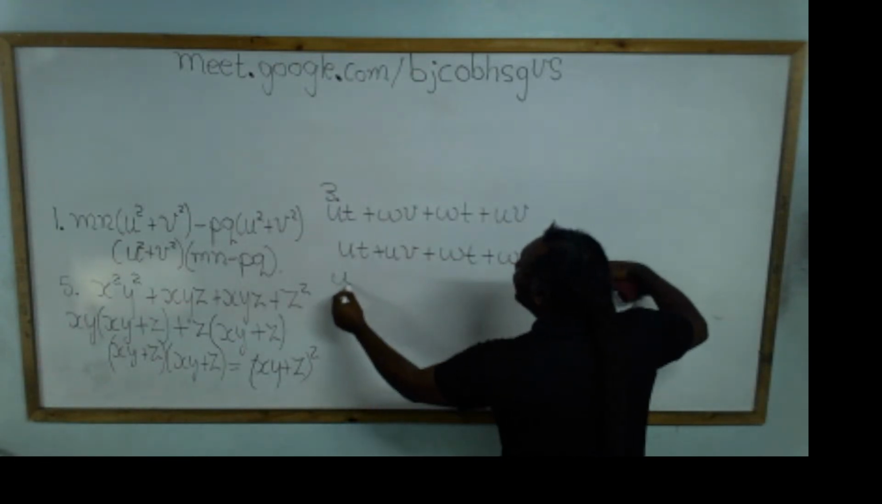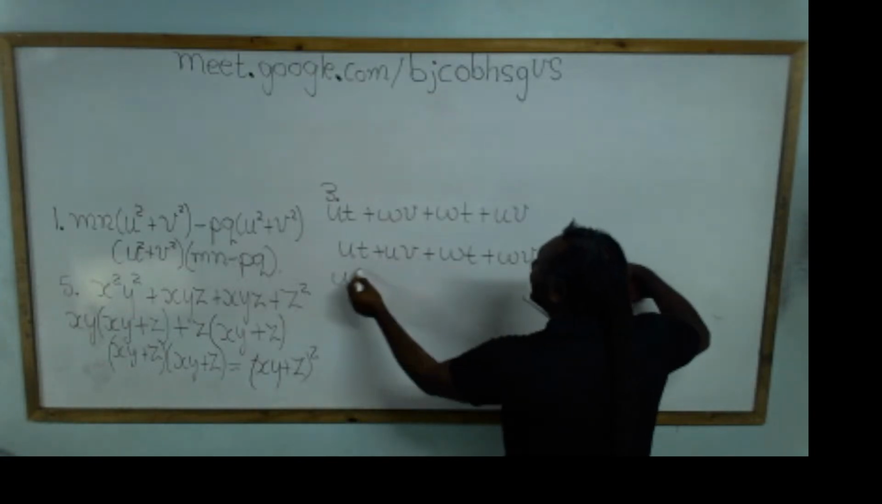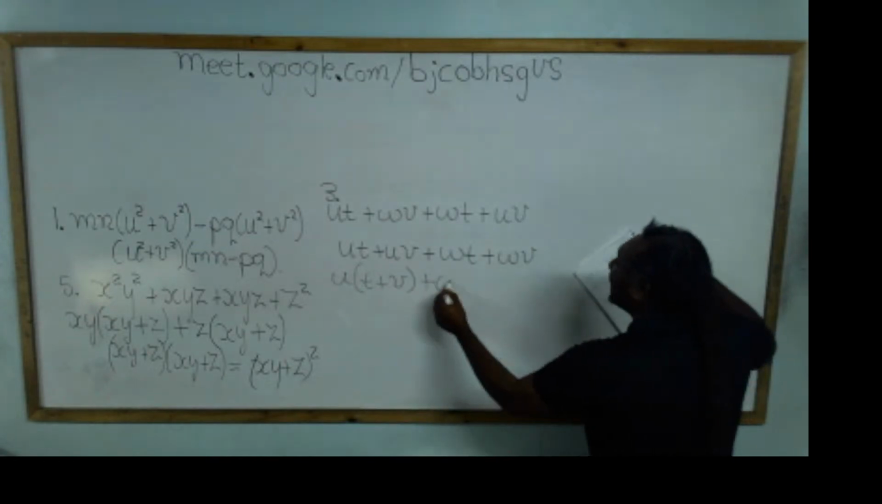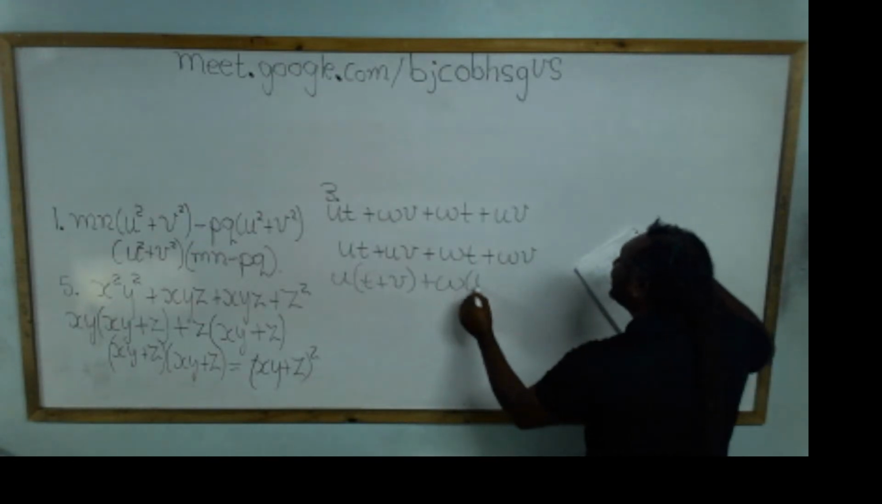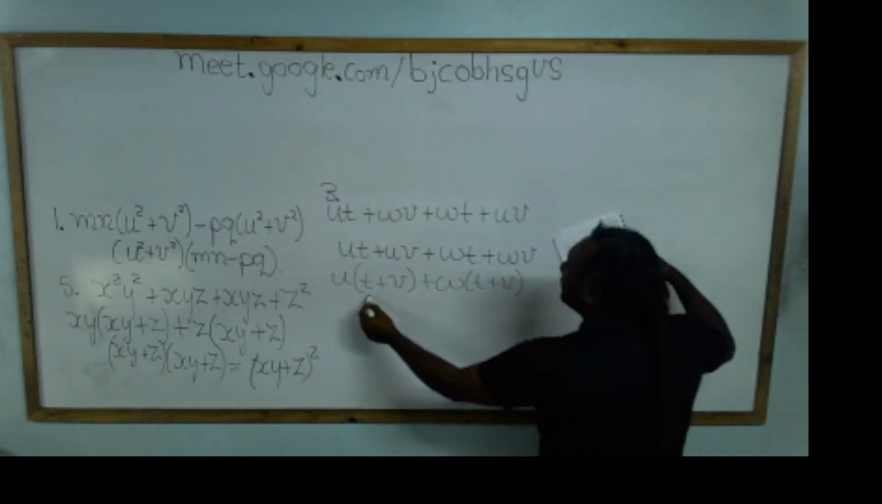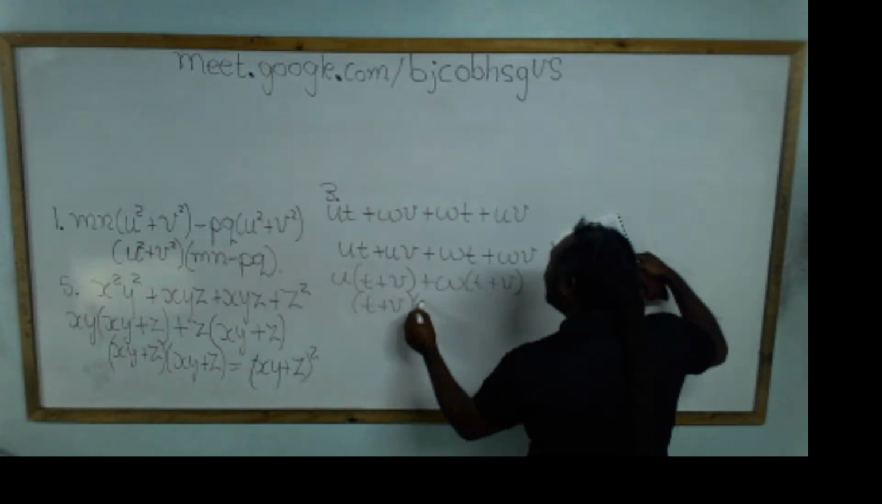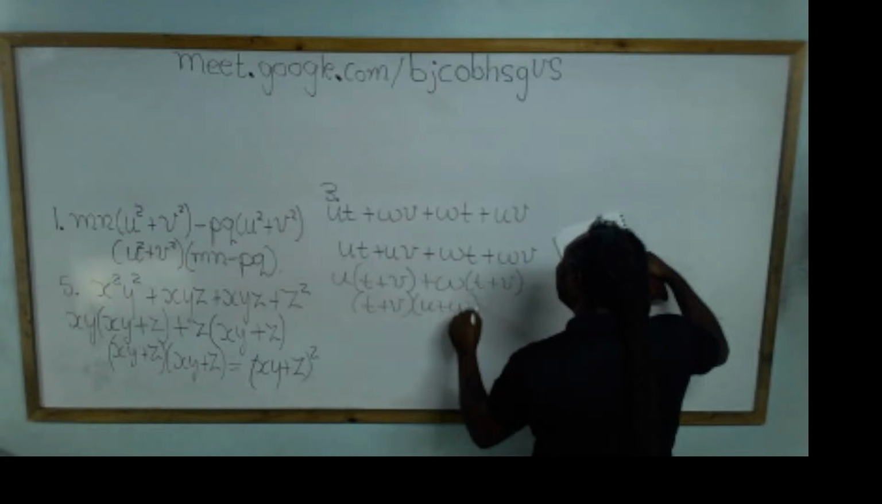Of course, this one is easy after this because we can see the u as the common factor, then the t plus the v. And for this one, we can see the w. Do not forget the sign that should go there. And we see the t plus the v. So that's easy to factorize. So we're going to have t plus v along with u plus w. And that's all there is to it.